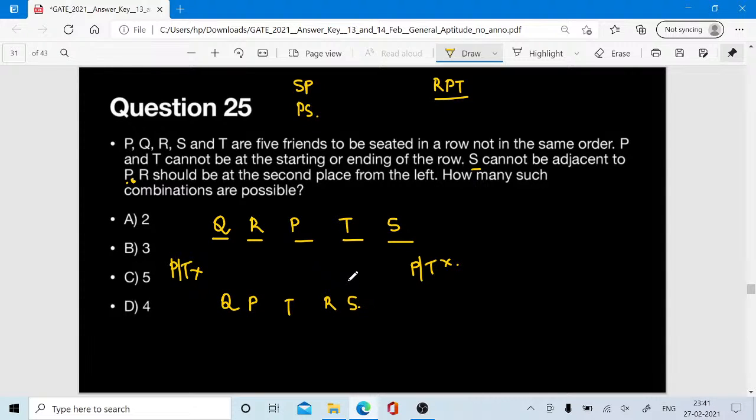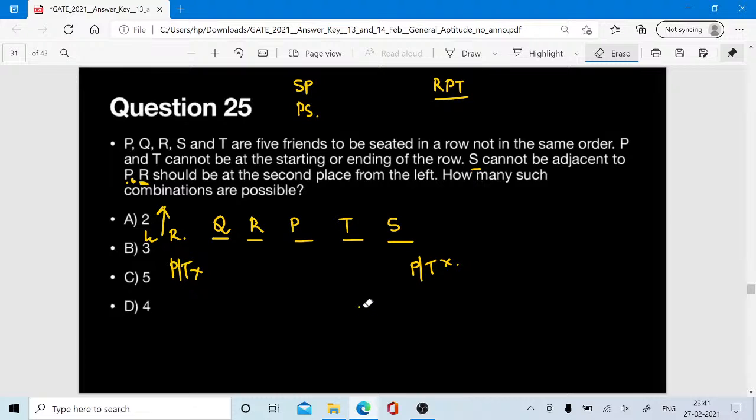QPTRS, that can be told, but they have told R should be at the second place from the left. Here they have not given you the directions, so this is going to be left, this is going to be right. Not given direction means what will we keep by default? By default we will always keep it north. So you can't do this, because R has to be in this position only.